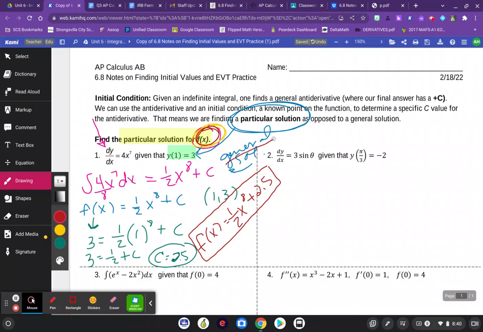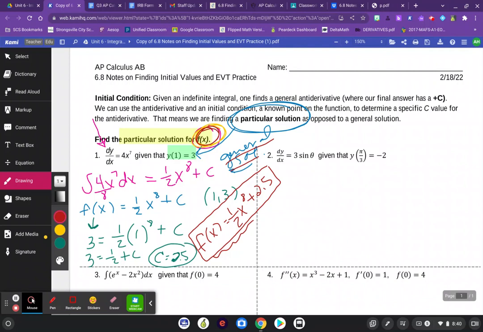Okay, so general solution would be the plus c, the function with the plus c. A particular or specific solution is that same function, but now I have a known value for c because the point (1, 3) is on this function. Okay, so again, your job is to do the rest of this page.